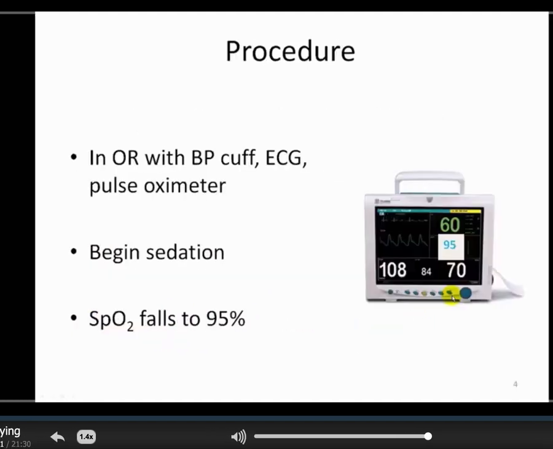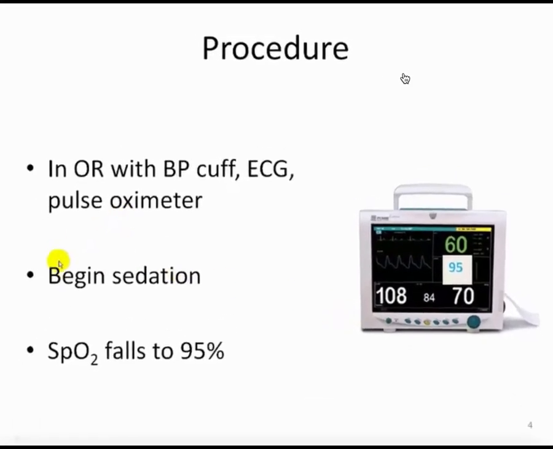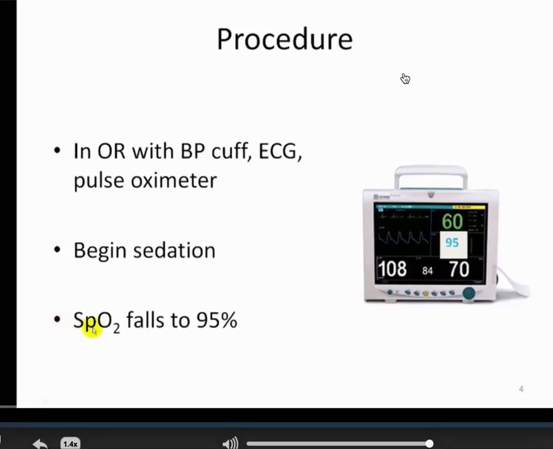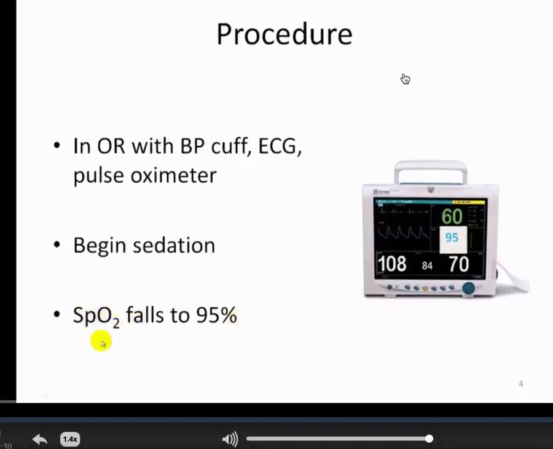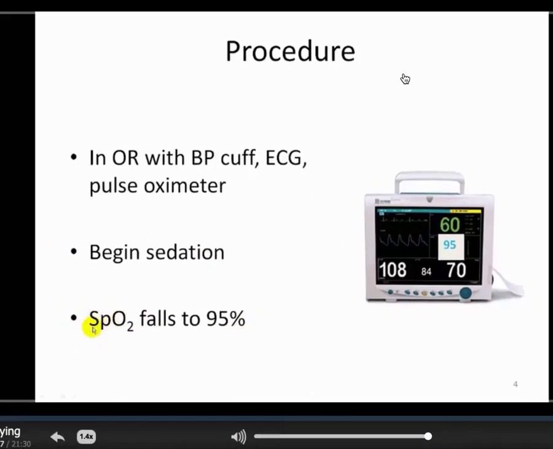her biopsy. So the procedure starts out in the OR with a blood pressure cuff, ECG, and pulse oximeter. And at this point, the sedation begins, and SpO2 falls to 95%. So one of the things we're getting at here is the SpO2. This means the pulse oximetry derived data. It's not arterial blood gas, and so we see that here.